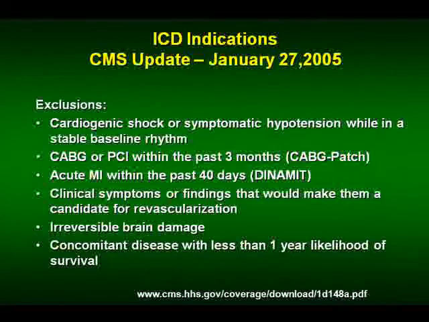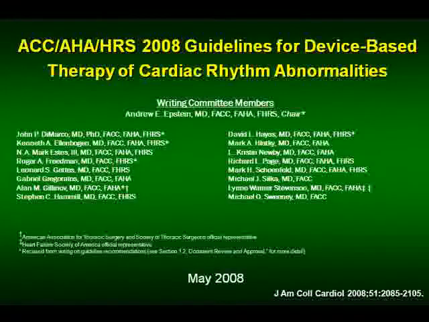If you have irreversible brain damage, then you probably shouldn't get one. And then there's this rubric, concomitant disease with less than 1 year likelihood of survival. That is a code. No one can predict who's going to survive a year, but that means if they look too sick to benefit, don't put it in.